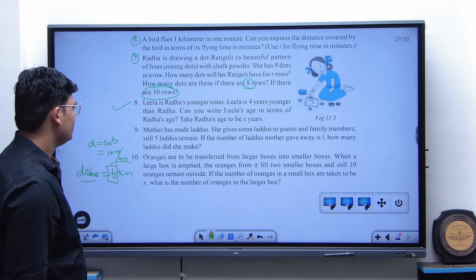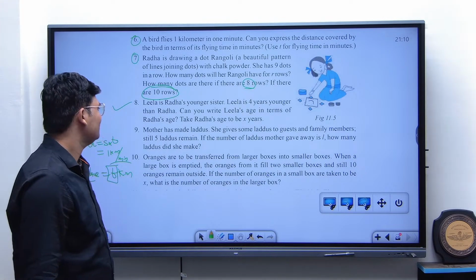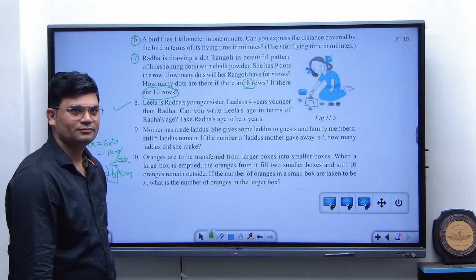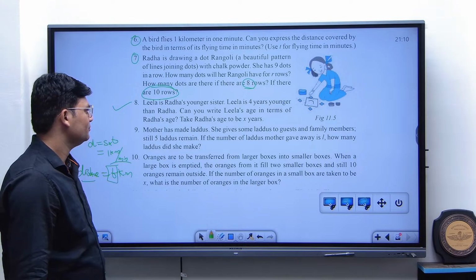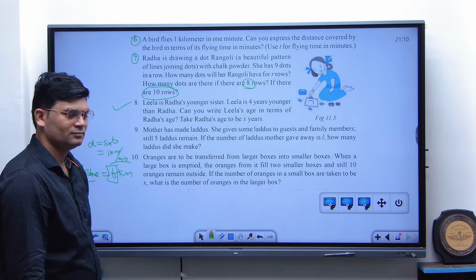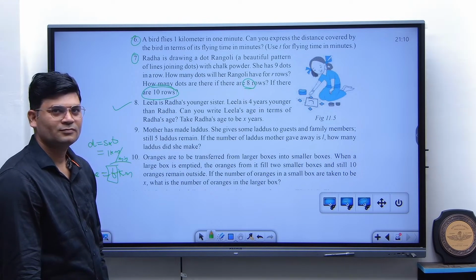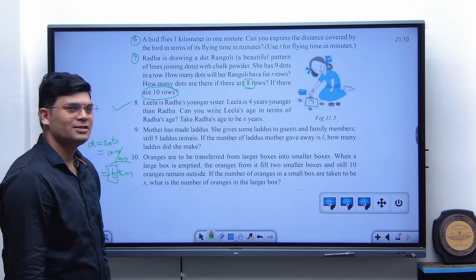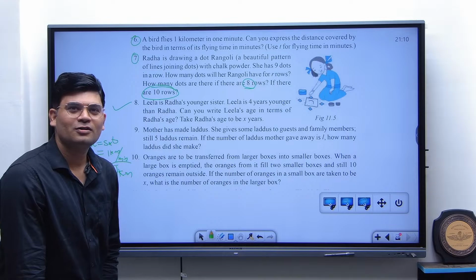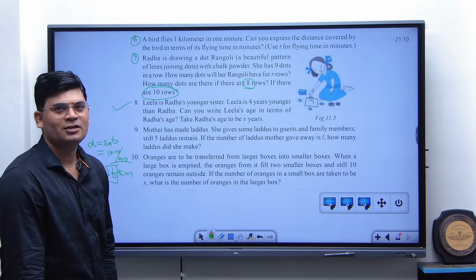Read this question. Read it louder. Don't read in your mind. Leela is Radha's younger sister. Leela is 4 years younger than Radha. Can you write Leela's age in terms of Radha's age? Take Radha's age to be X years. So what will be Leela's age? X minus 4 years.